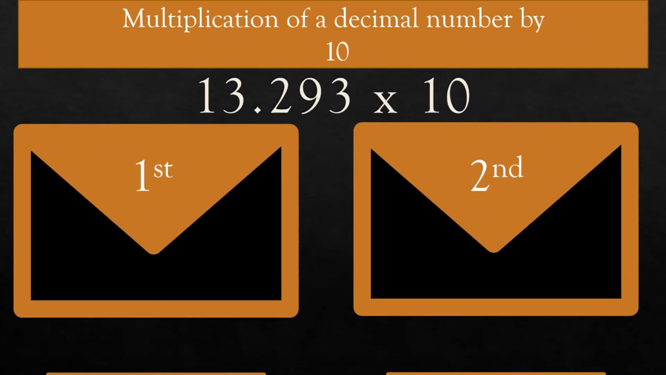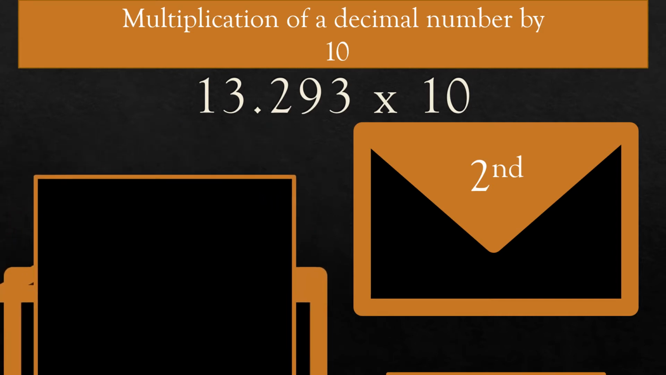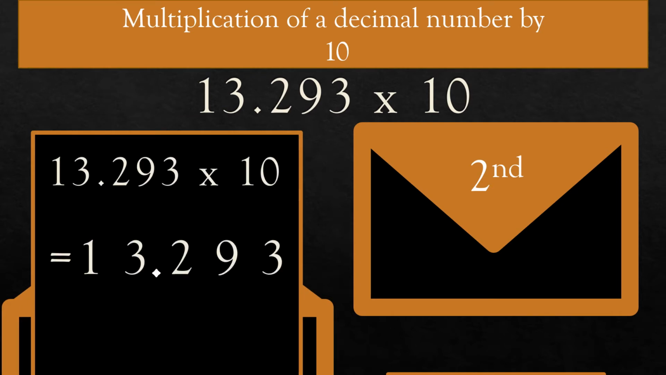For example, 13.293 multiplied by 10. There are two ways to solve this question. You can use any one of the methods. First way: 13.293 multiplied by 10. See, if we multiply 13.293 by 10, the decimal point shifts one place to the right. So the answer is 132.93.